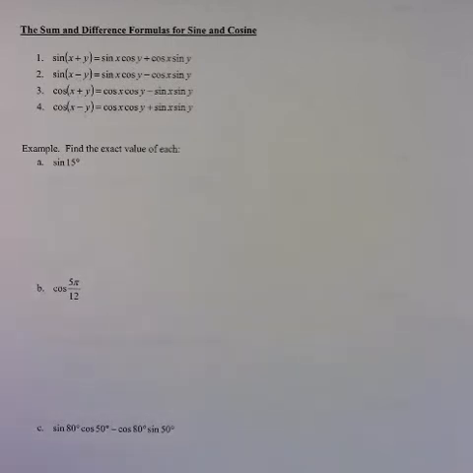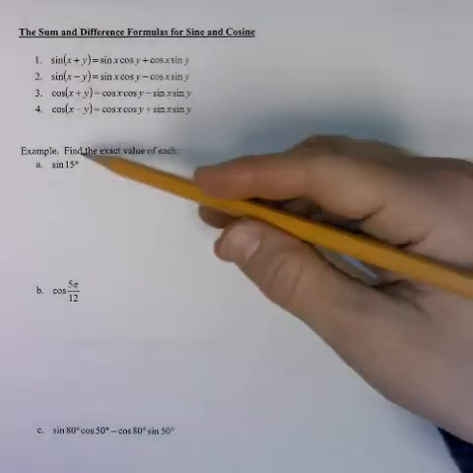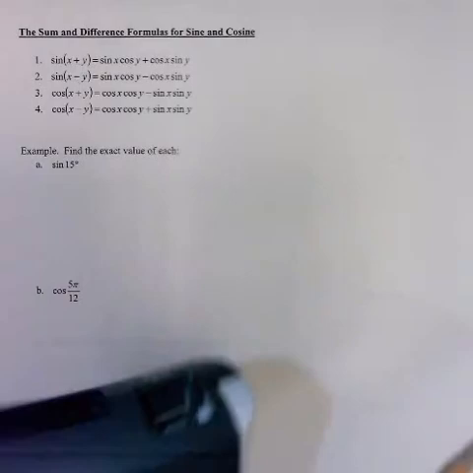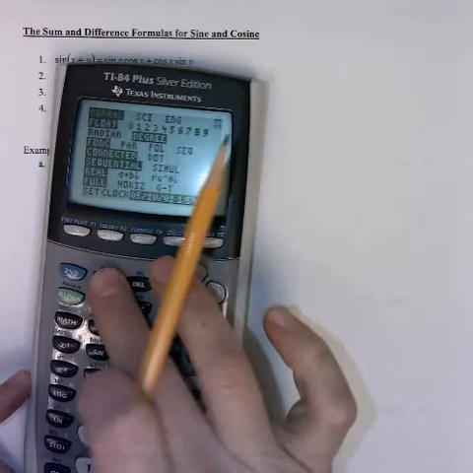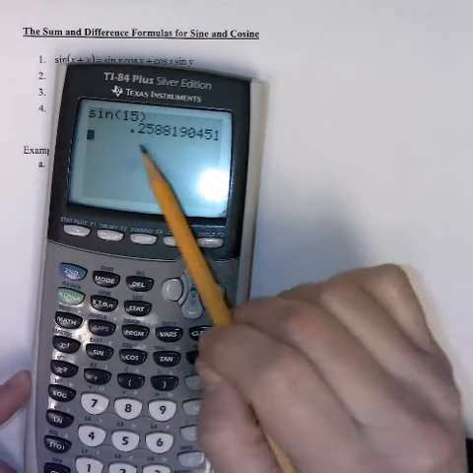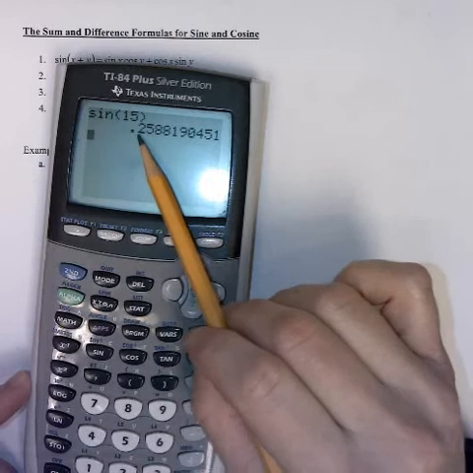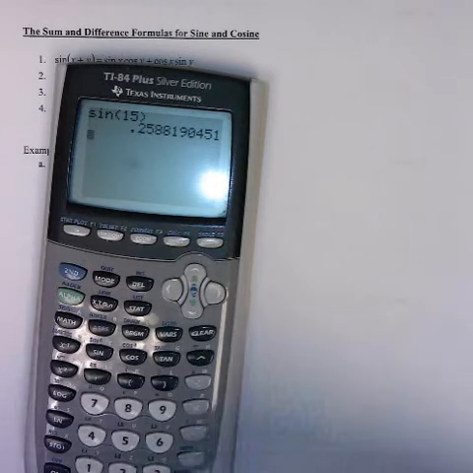So what we can do if we want to find this exactly, now of course on the calculator we can get an approximation, right? And I have my calculator here. So make sure you're in degrees. So when you do the sine of 15, you get a decimal number. But exact means we want it in radical form. This is an irrational number, so we want this in radical form.